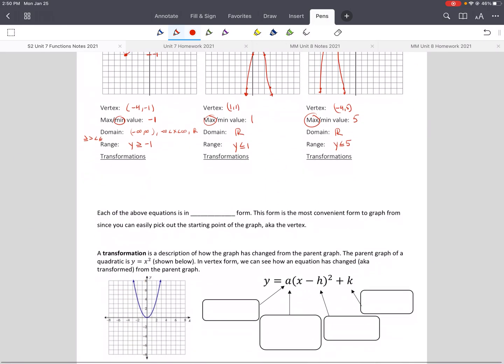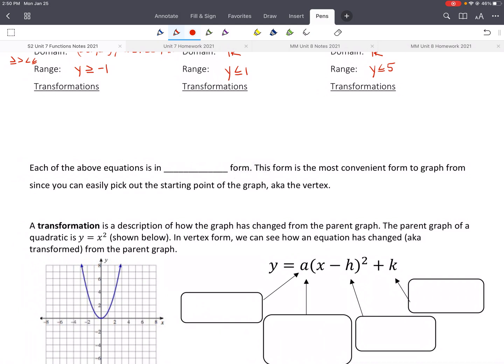Okay, so now let's talk about transformations. Each of the above equations are in vertex form. Okay, that's nice because those are the most convenient form to be able to graph. All right, and we're going to also use that form to do our transformations.